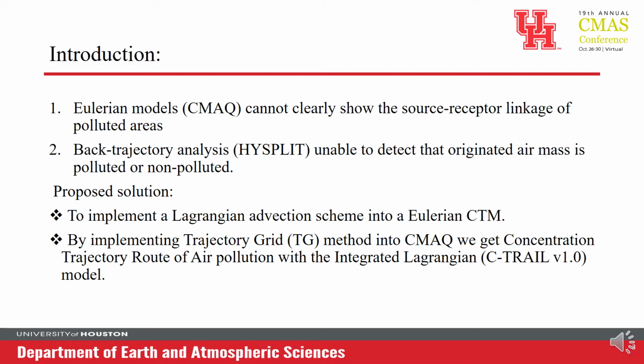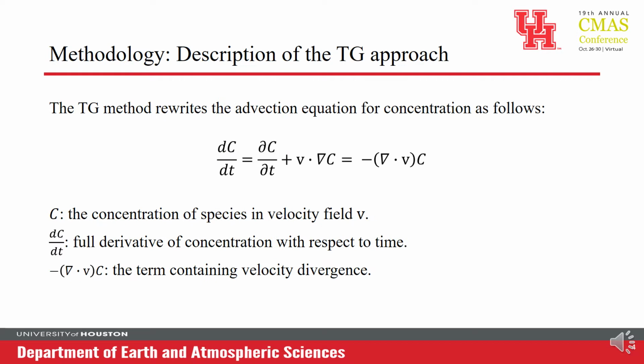So we propose a solution to implement a Lagrangian advection scheme into a Eulerian chemical transport model. By implementing a trajectory grid method, which is a Lagrangian advection, into the CMAQ, we could get a concentration trajectory route of air pollution with integrated Lagrangian model, or CTRAIL output.